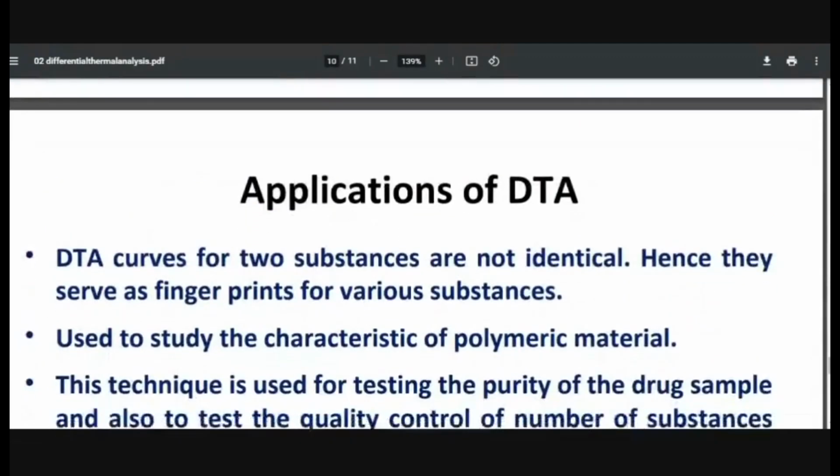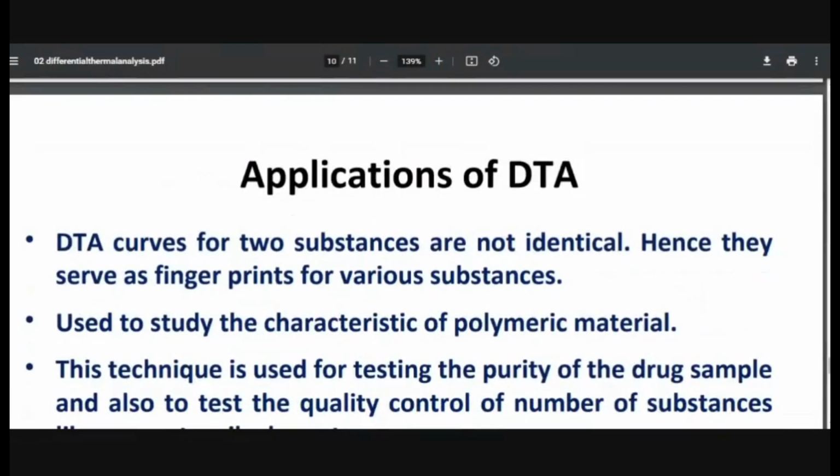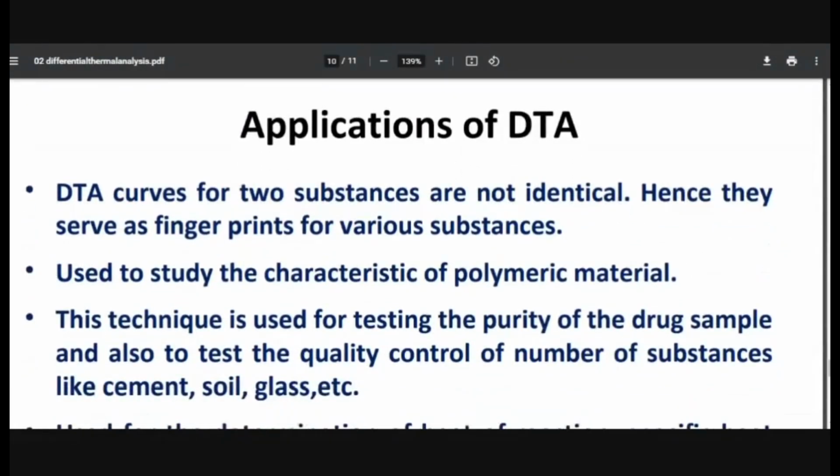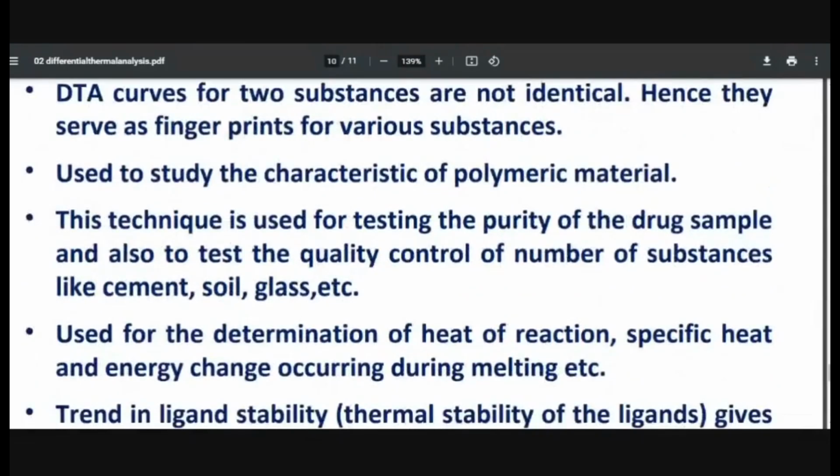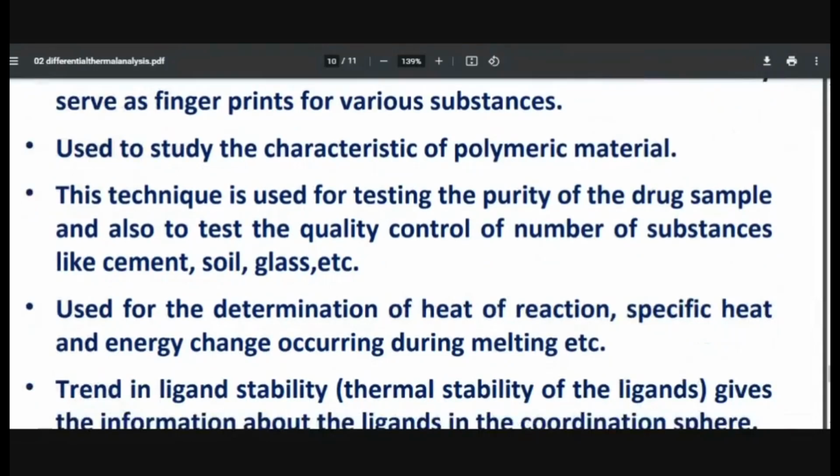Coming to the last part of this type of analysis, DTA curves for two substances are not identical. Hence, they serve as fingerprints, an identification factor for various substances. It is used to study the characteristics of polymer materials. Every polymer will have different characteristics shown by its exothermic and endothermic peaks. This technique is used for testing the purity of drug samples and also for quality control of a number of substances like cement, soil, glass. If there are impurities present in drugs or even cement, soil, glass, the shape of the DTA curve will change.